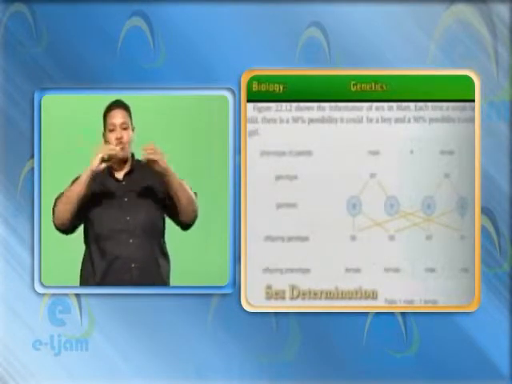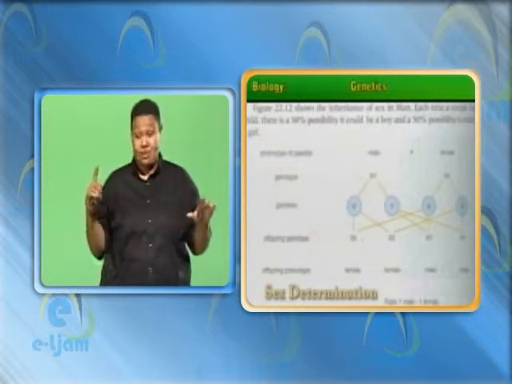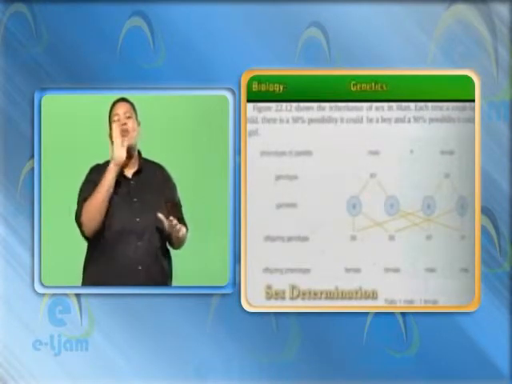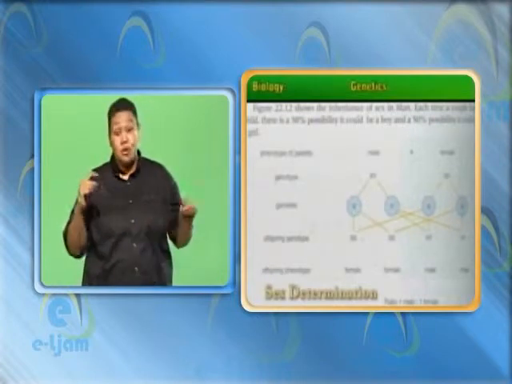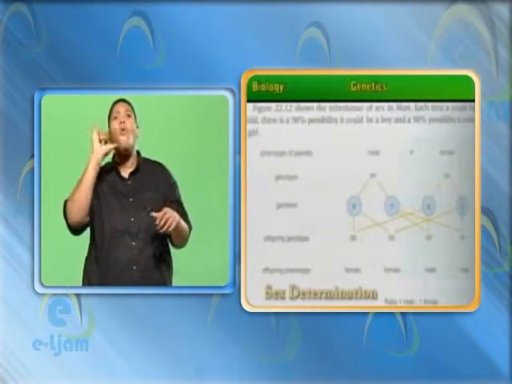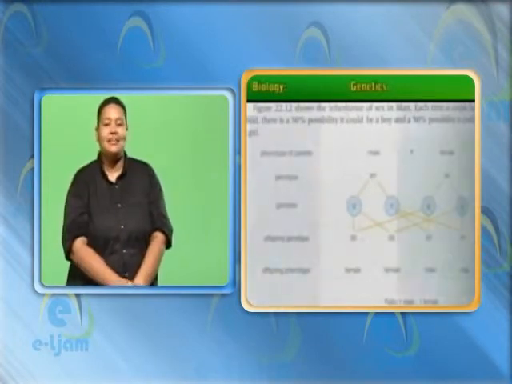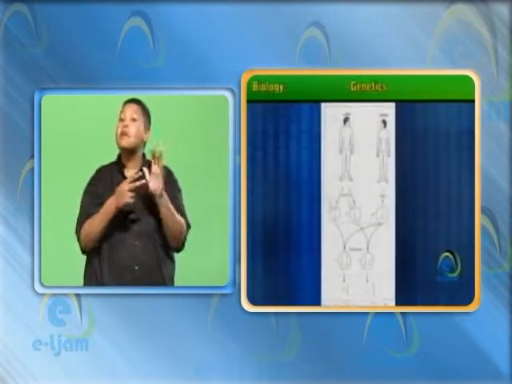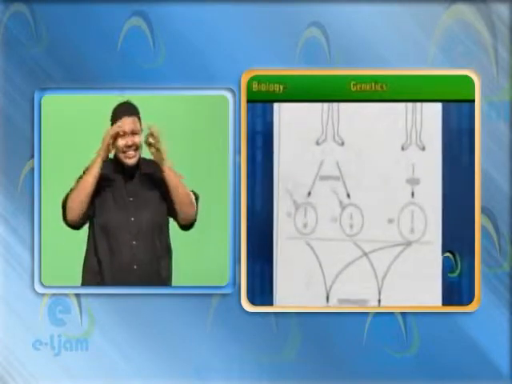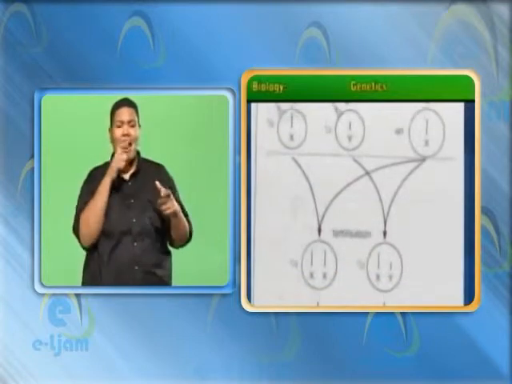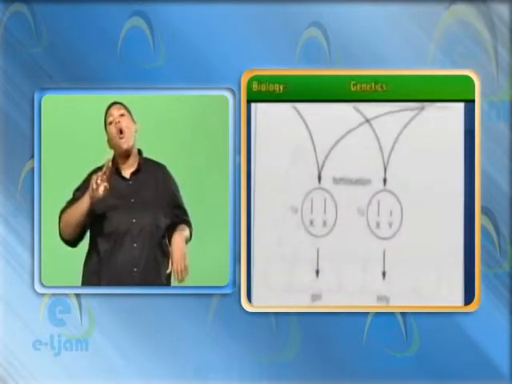If the sperm cell which fertilizes the egg cell contains the X chromosome, then the offspring will be female. If the sperm cell which fertilizes the egg cell contains the Y chromosome, then the offspring will be male. Therefore, the father determines the sex of the child with the contribution of either a sperm cell containing the X chromosome or a sperm cell containing the Y chromosome.